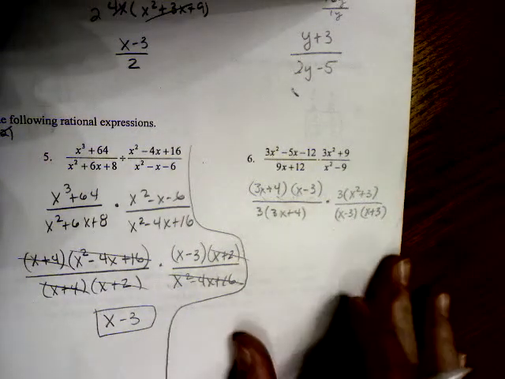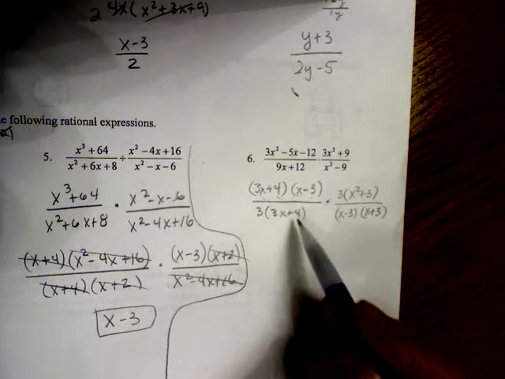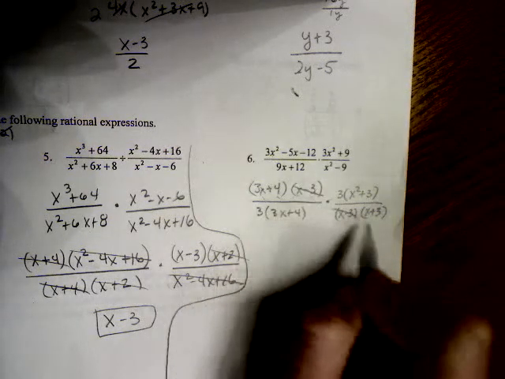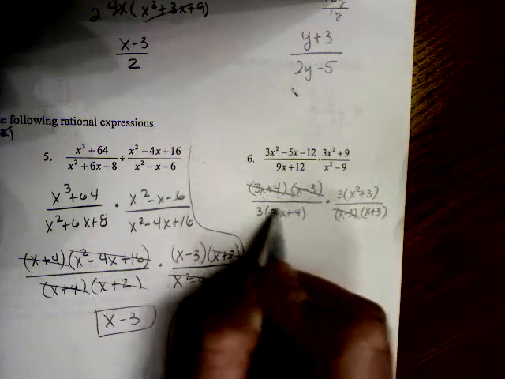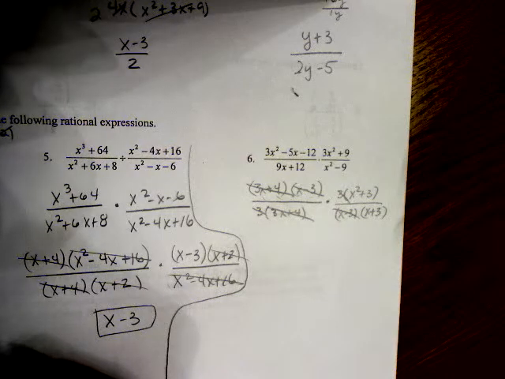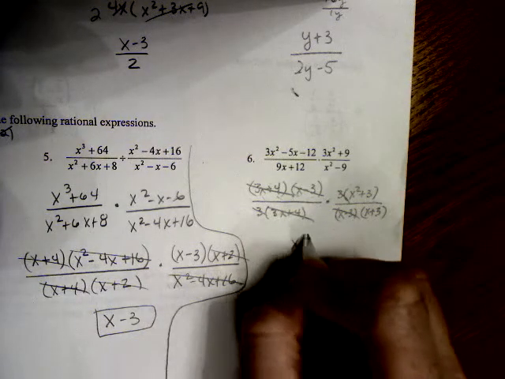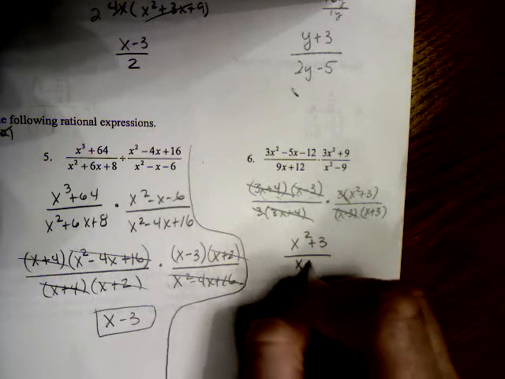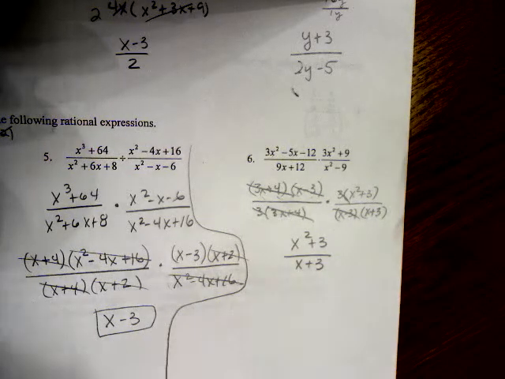Okay, so let's see what we can cancel. Again, we can cancel up and down or diagonally. So the x minus 3 cancels, the 3x plus 4 cancels, the 3 cancels, and that's all we have. So the final answer is x squared plus 3 divided by x plus 3.